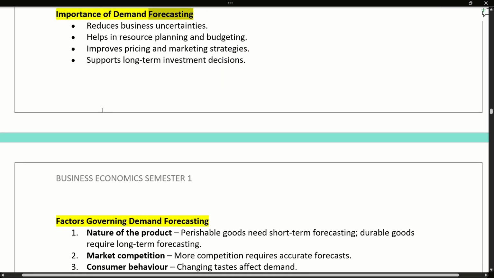Importance of demand forecasting. Reduces business uncertainties. Helps in resource planning and budgeting. Improves pricing and marketing strategies. Supports long-term investment decisions.